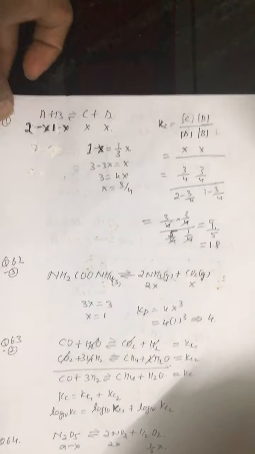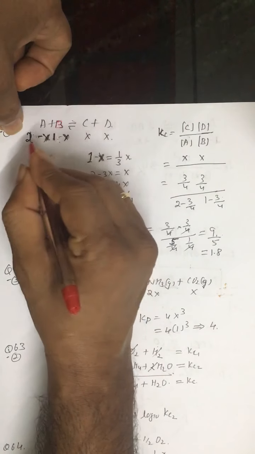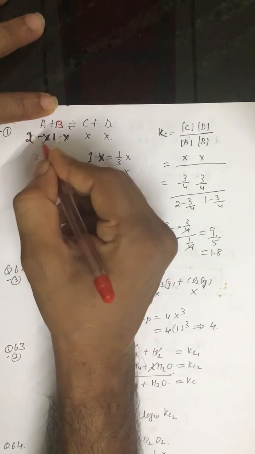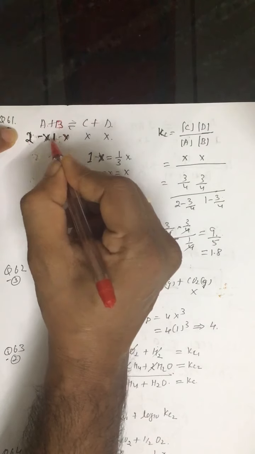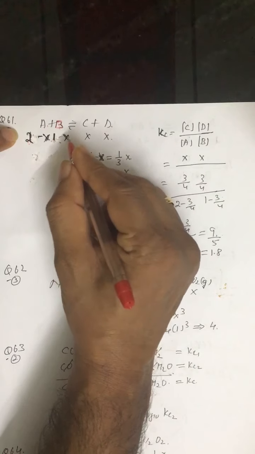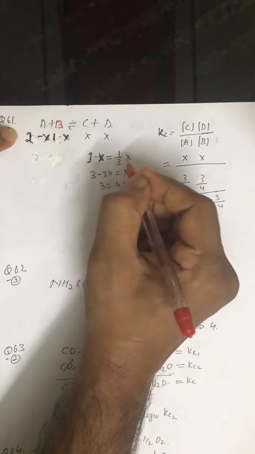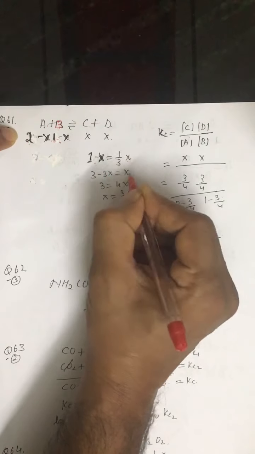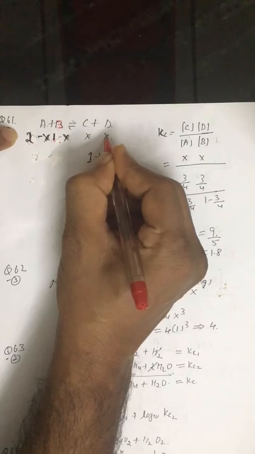So what I have taken, suppose A plus B, 1 1, so the initial concentration of A is double, so I have taken 2. Alright, normally we take A and B, so I have taken 1. If B is equal to 1, A becomes 2. And one more thing, it is mentioned that equilibrium concentration of B is equal to one third of equilibrium concentration of C or D. So from here 3 minus 3x equal to x, and I have calculated the value of x.